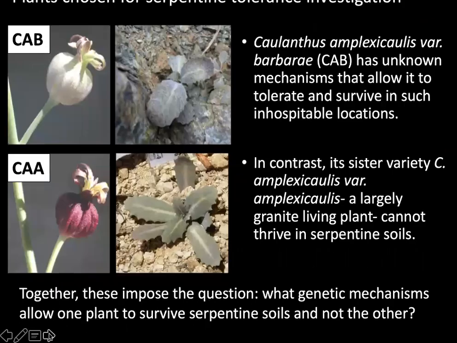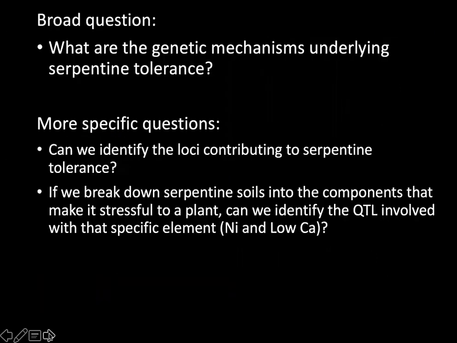When we look at the two genomes, we can easily see that CAB must have some kind of underlying mechanism in order to survive serpentine or harsh media. However, CA does not have the same mechanism. So together, these pose the question: what genetic mechanisms allow one plant to survive serpentine soils and not the other? The way I choose to address this question is by looking at more specific questions. Can we identify the loci contributing to serpentine tolerance? And if we break down serpentine soils into the components that make it stressful to a plant, can we identify the QTL involved with that specific element, specifically nickel and low calcium?